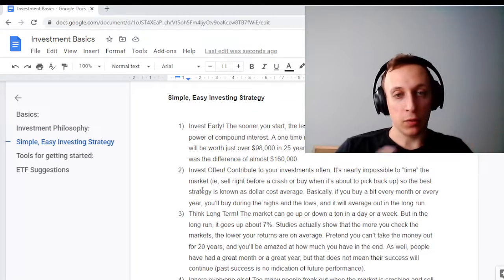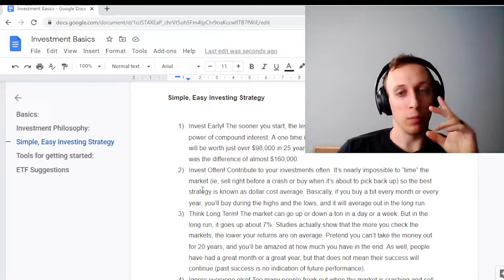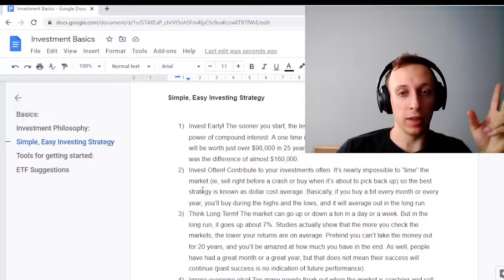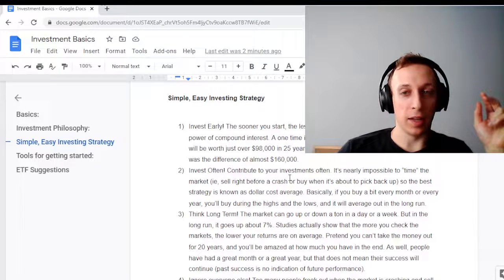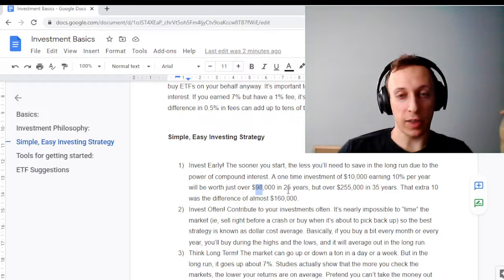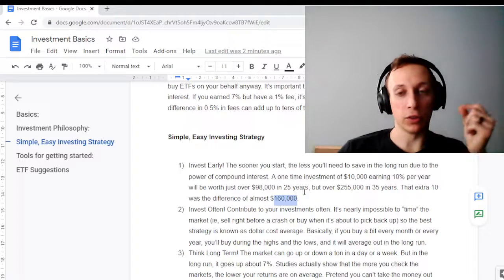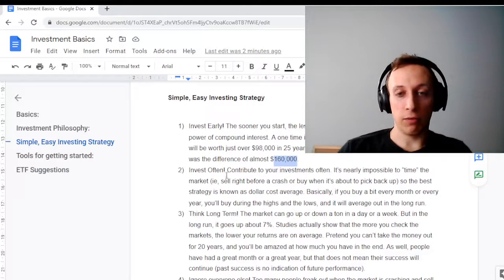So here's my tips for good investing. One, invest early. The sooner you start, the way less you need in the long run. A one-time investment of $10,000 earning 10% per year will be worth basically $100,000 in 25 years. But $255,000 in 35 years. So that extra 10 years resulted in an extra $160,000. So again, if you're investing at 20 versus 30, it can make a huge difference. So start investing now. Two, invest often.